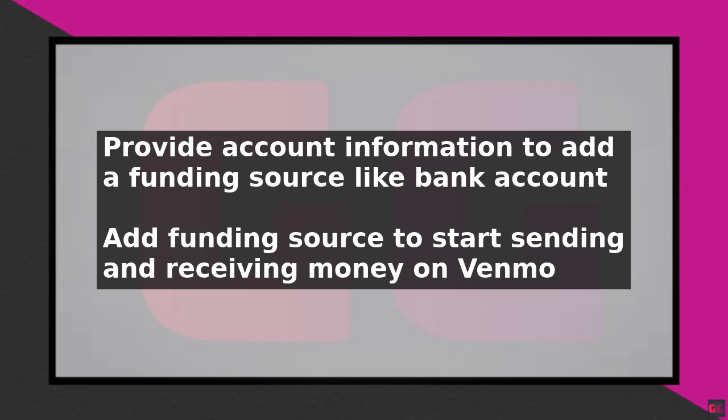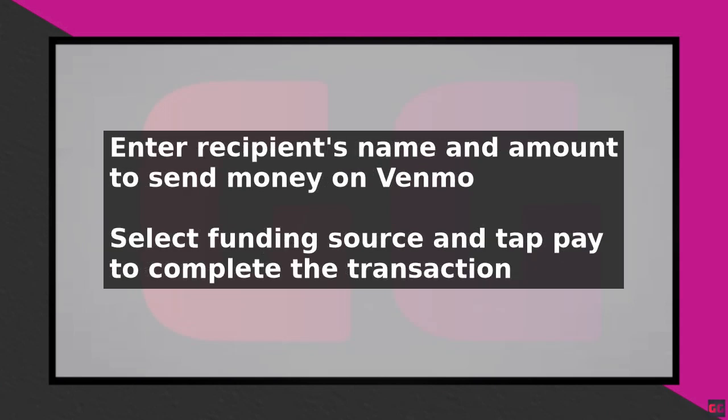To send money, open the Venmo app and tap on the Pay or Request button. Enter the recipient's name, email address, or phone number and the amount you want to send. You can also add a note to the payment to describe what the payment is for. Then select the funding source you want to use and tap on Pay.